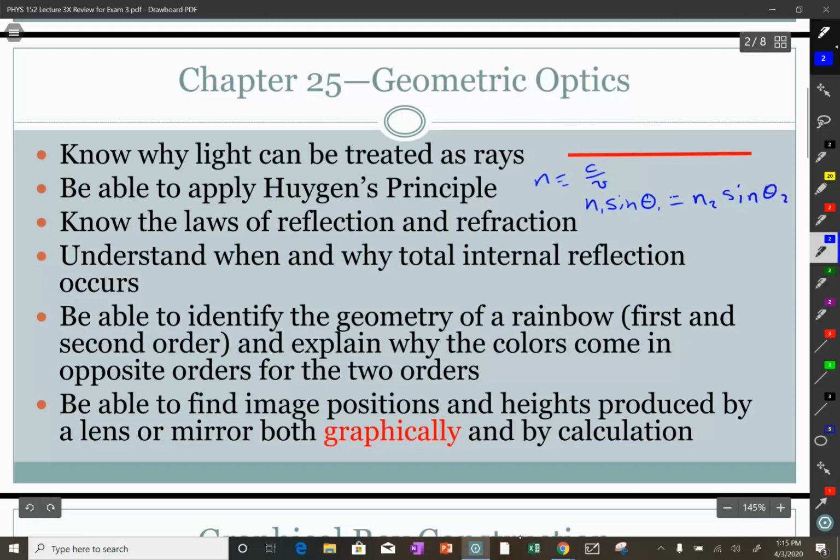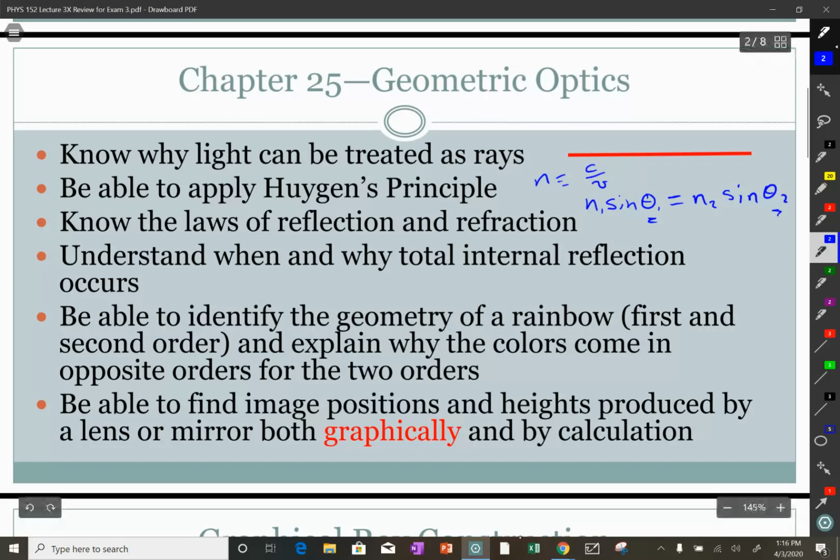Now, light works the same forward and backward, so it doesn't matter which medium is 1 and which one is 2. It's just you have to have those mediums. And it's very important that these angles, theta 1 and theta 2, are measured from the normal to the surface. They're not measured from the surface to the incident ray or from the surface to the refracted ray. They're measured from the surface normal to the incident ray and surface normal to the refracted ray.